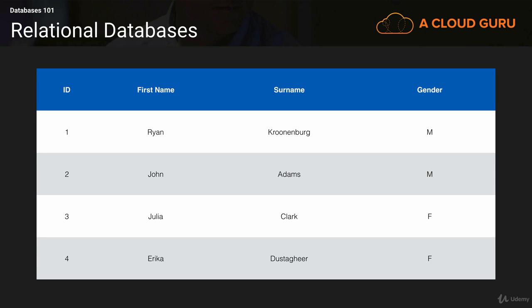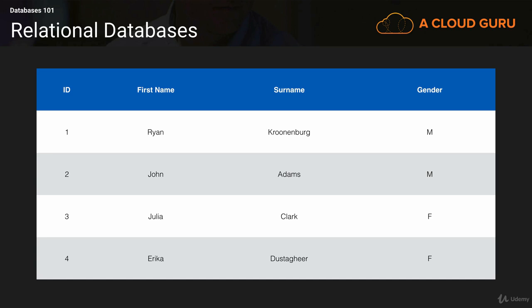You couldn't just add it in for Ryan and for John and leave out Julia and Erica because they live in Ireland. And this is sort of a problem with relational databases, is that you need to understand all your fields before you create the table. Otherwise, when you go and create that table and you need to add additional fields, you're going to have to update the entire table. So let's talk about the different relational database types.